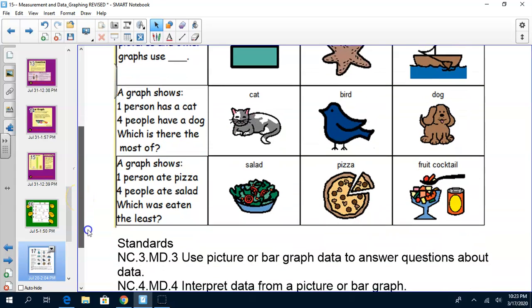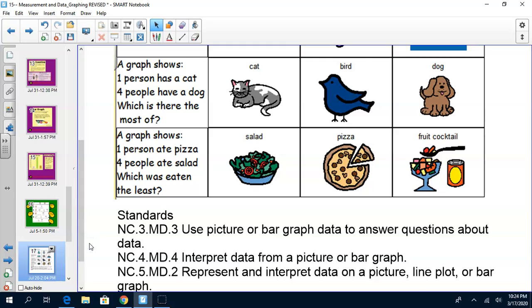Here's another graphing question to think about. A graph shows 1 person ate pizza, 4 people ate salad. Which was eaten the least? So think about that. Remember, we're focusing on least or less. We have 1 person who ate pizza and 4 people who ate salad. Salad, pizza, or fruit cocktail, which is the answer?